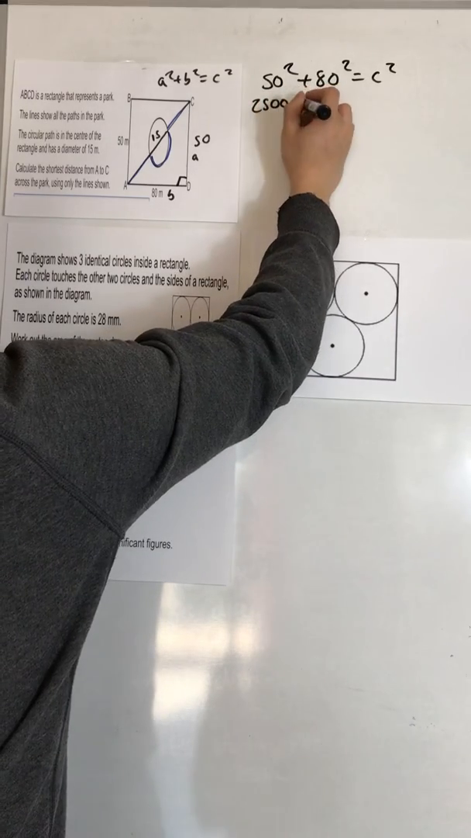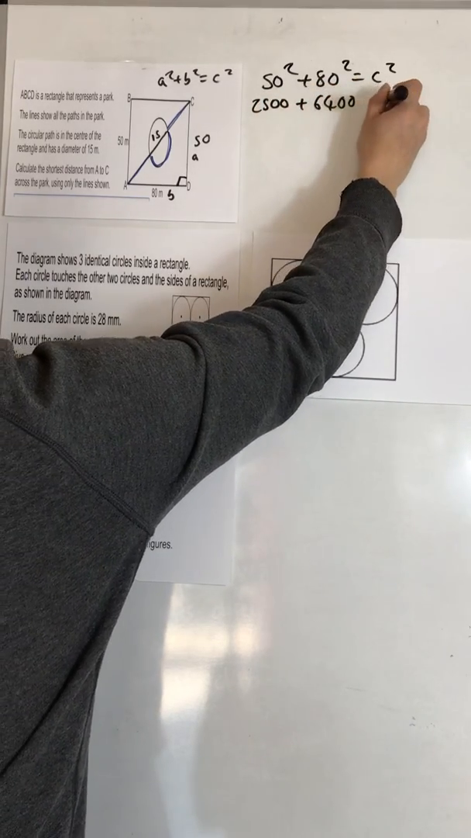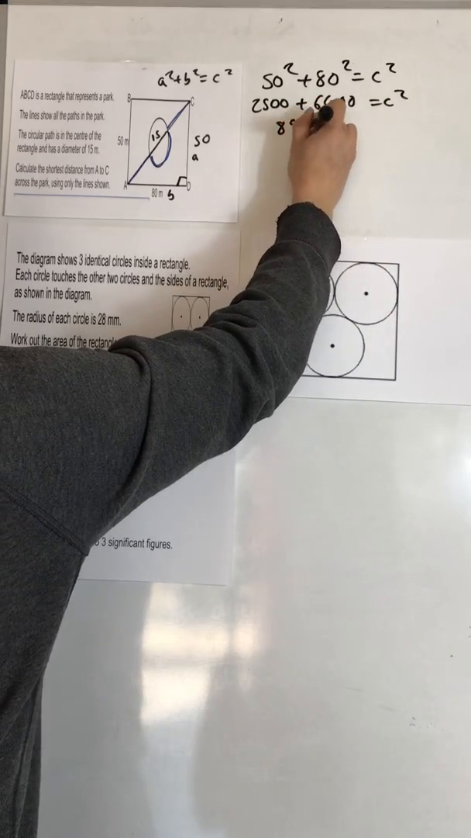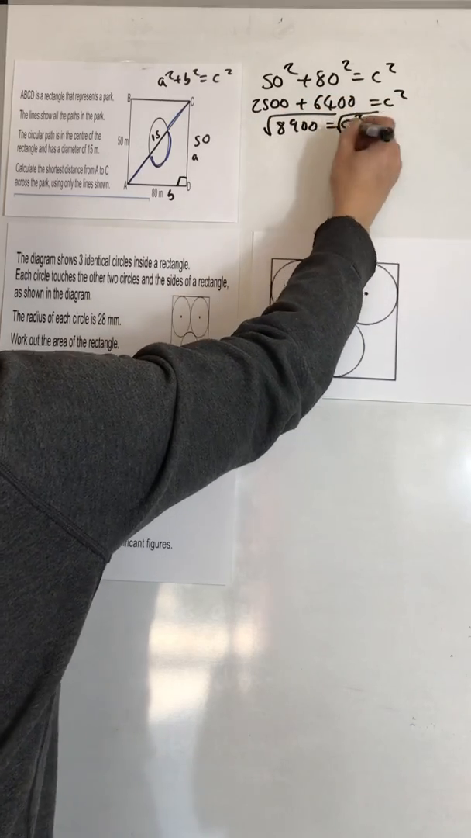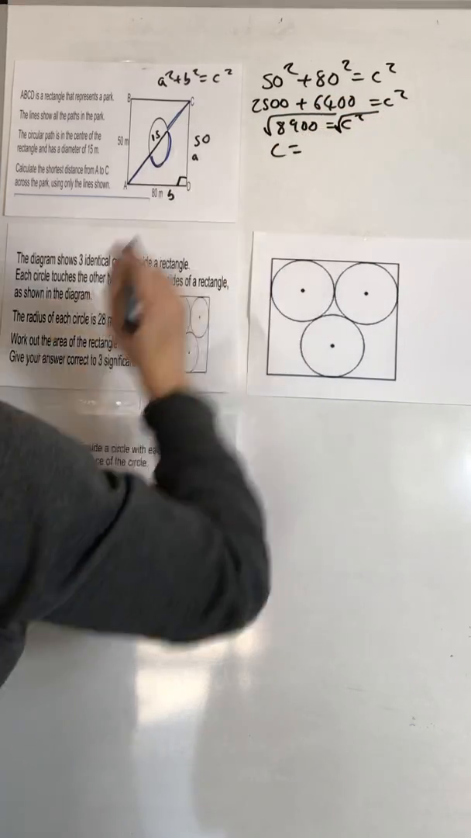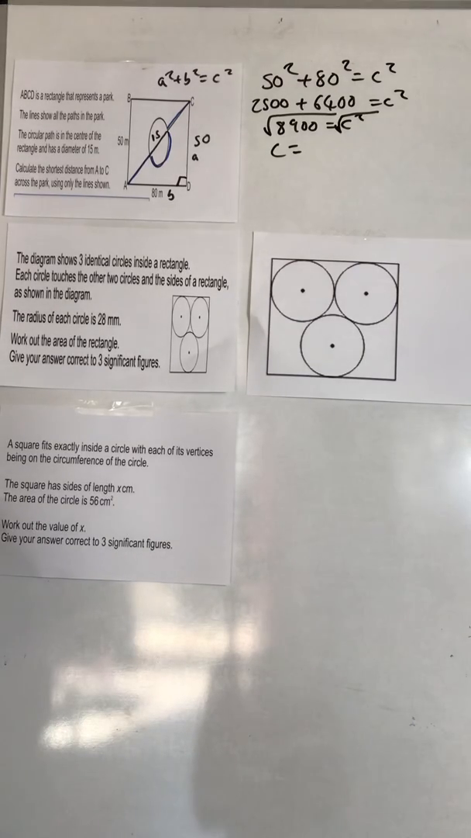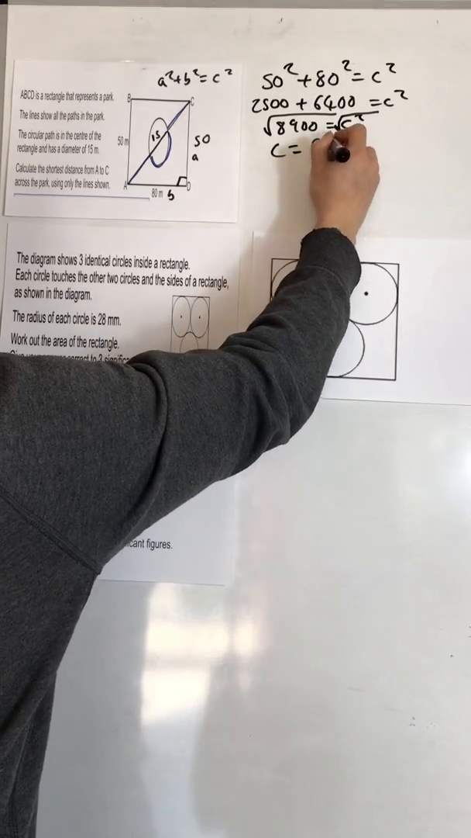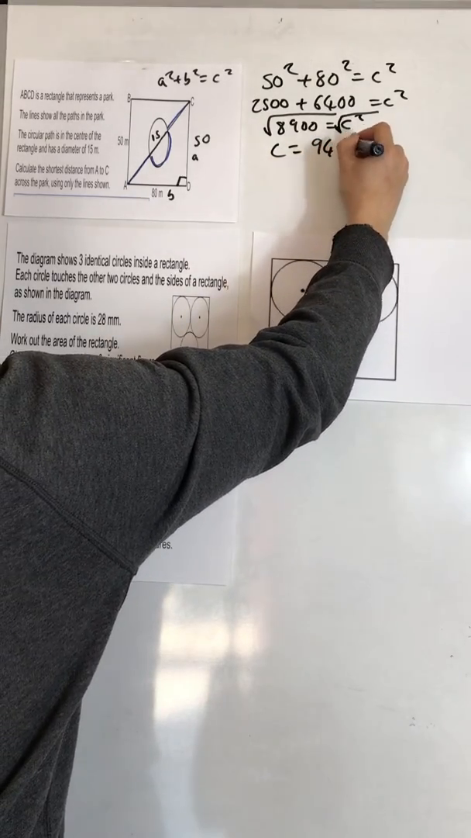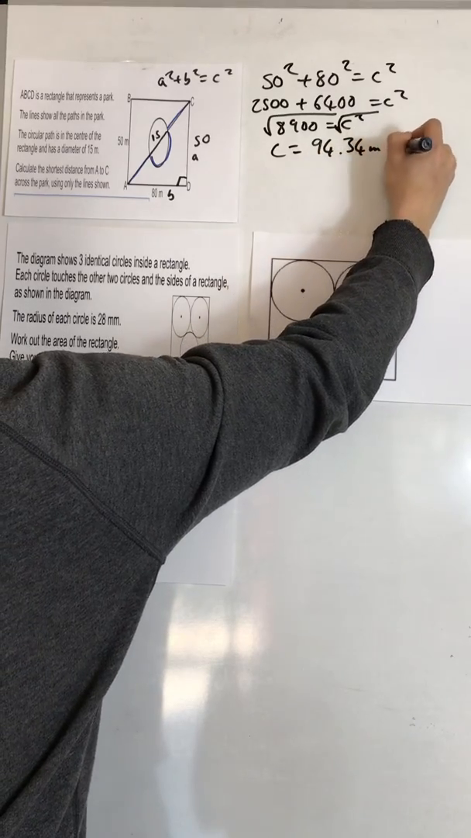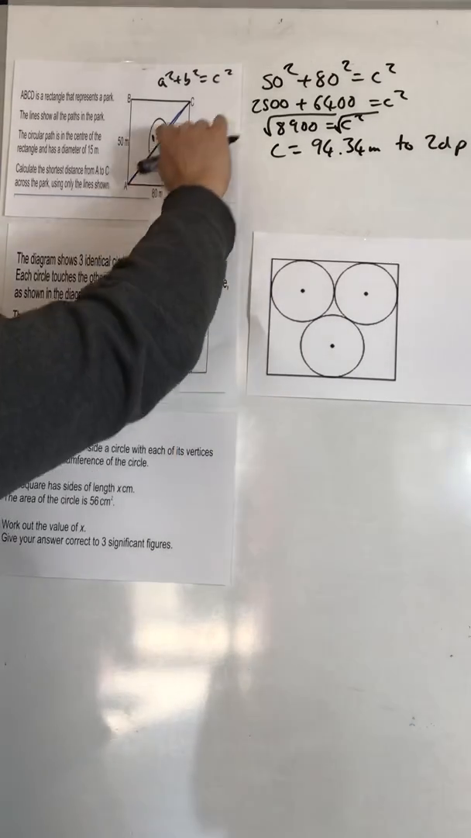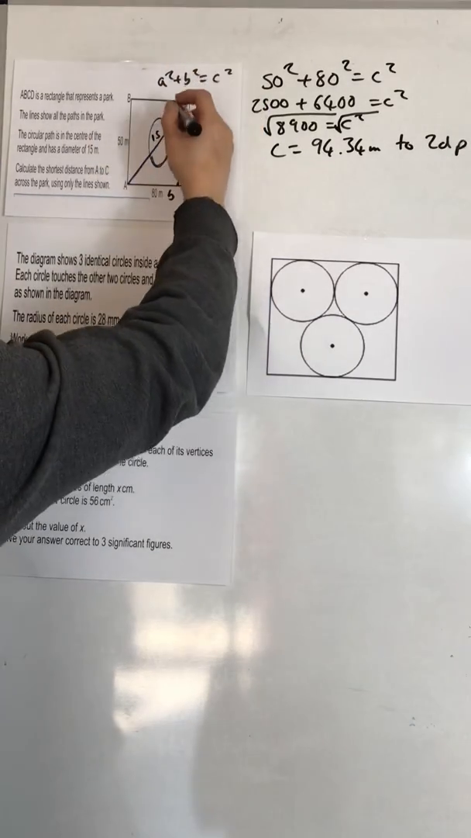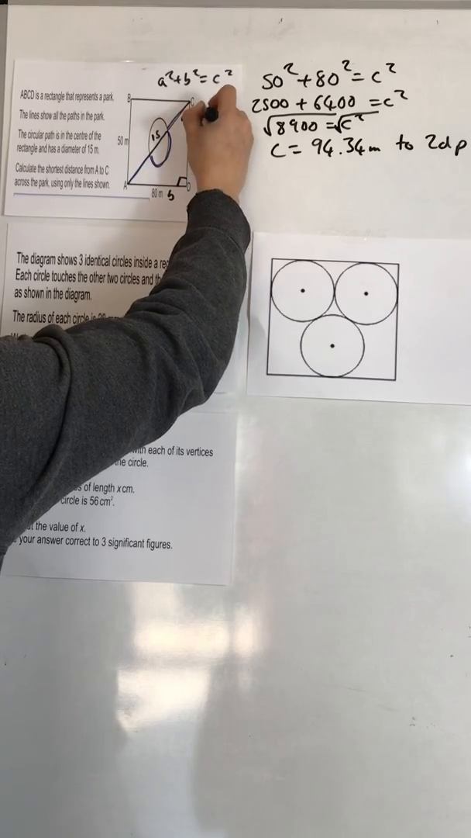That's going to be 2,500 add 6,400 equals c squared. That's 8,900 equals c squared. We know we have to square root both sides to find c. So c now equals 94.34 meters to two decimal places. Now, this means this whole length, this whole diagonal, is 94.34.